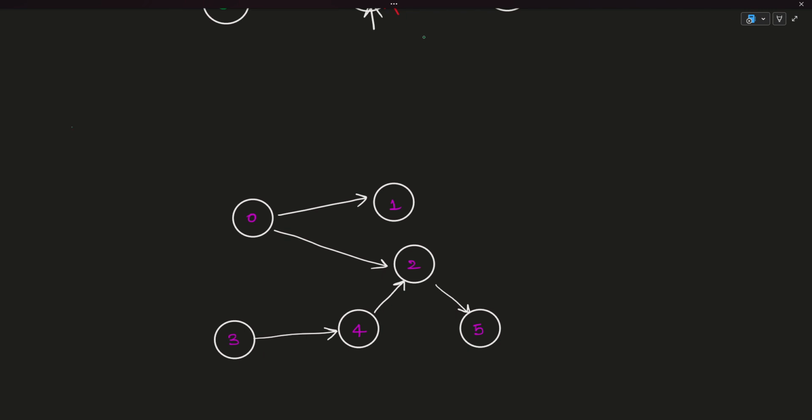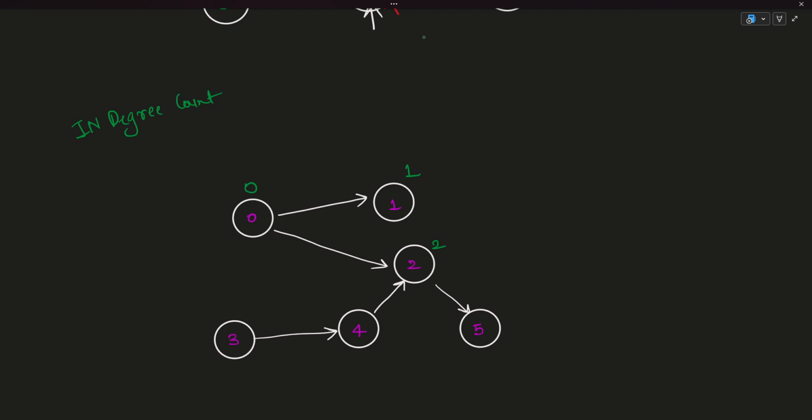So the in degree count of this particular vertex is 0. Now what about vertex 1? There is one edge coming to it, so the in degree count is 1. What about 2? There are 2 edges coming to it, so the in degree count of vertex 2 is 2.